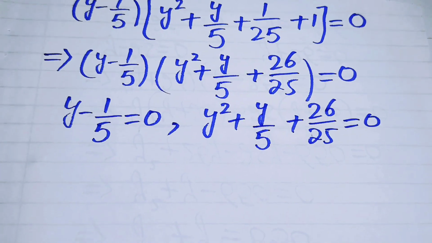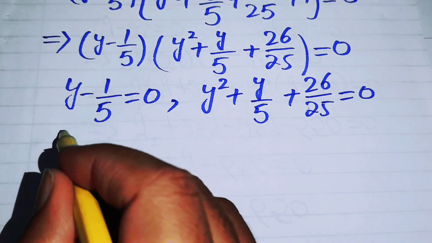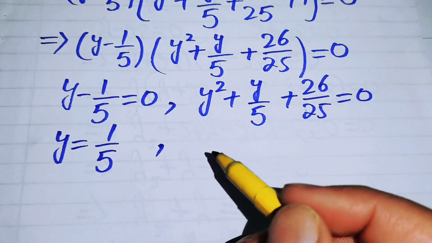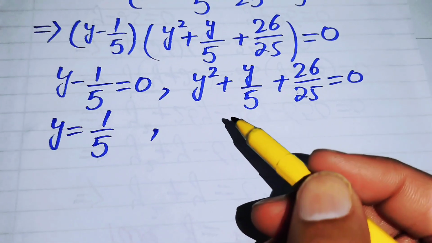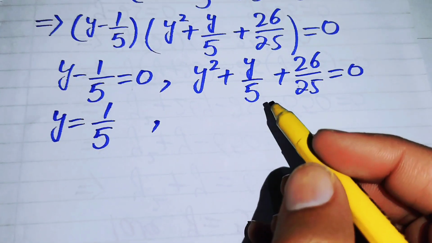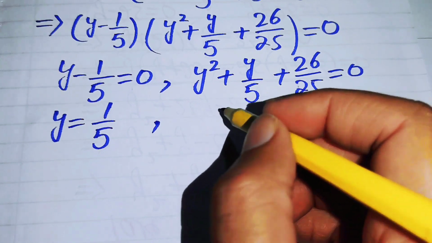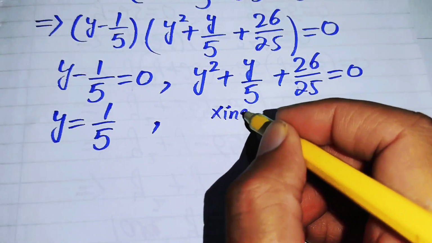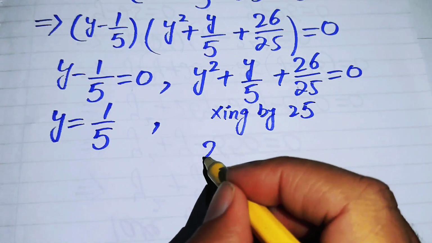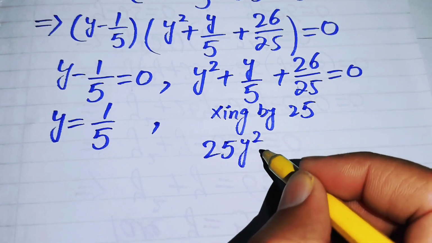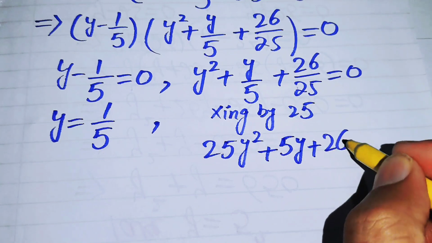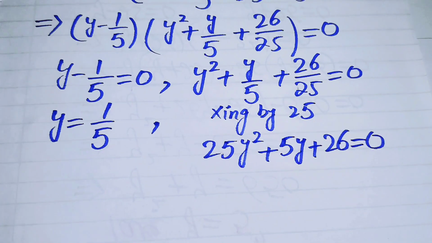So now first I can focus on this case, and here you have y equals 1 over 5, and now we move towards this one. Here, in order to find the roots of this equation, first we need to write it in standard form, so we will multiply both sides by 25. When you multiply this equation by 25 you will get 25y squared plus 5 times y plus 26, and this whole equation equals 0.